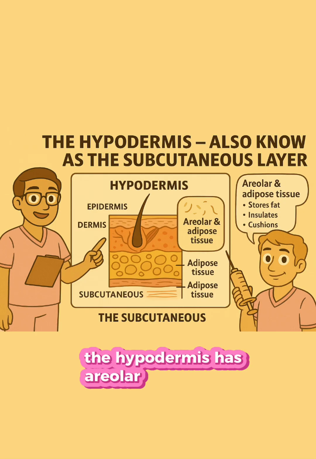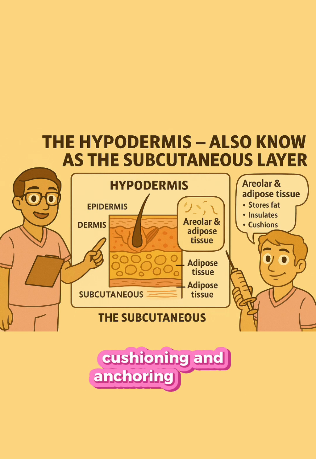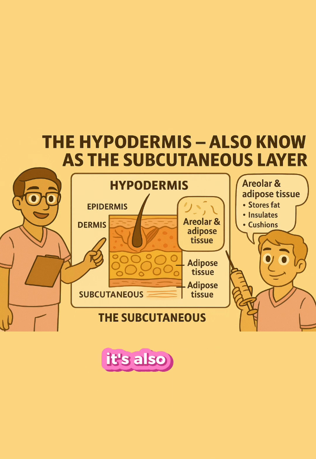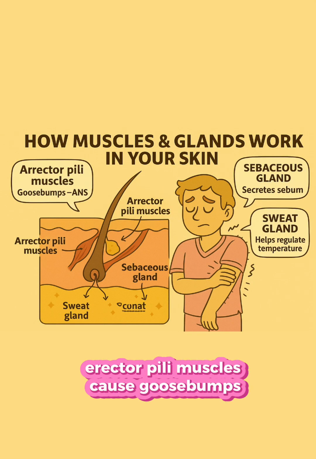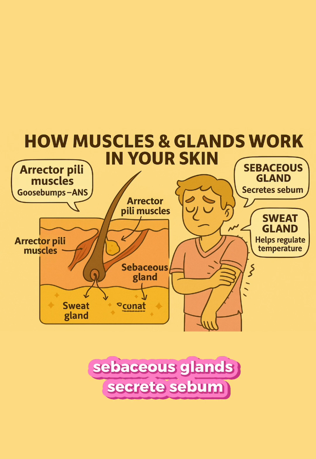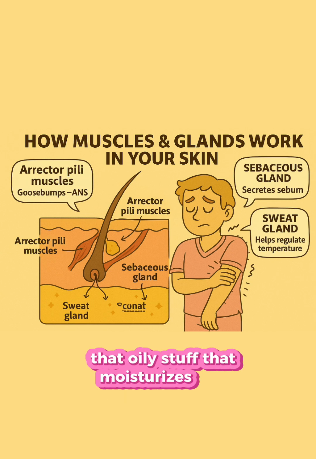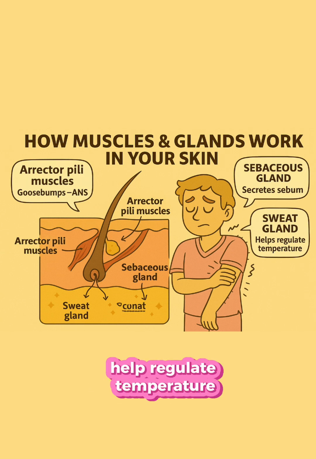The hypodermis has areolar and adipose tissue, storing fat, insulating, cushioning, and anchoring skin to muscle. It's also where subcutaneous injections go. Erector pili muscles cause goosebumps, controlled by the autonomic nervous system. Sebaceous glands secrete sebum, that oily stuff that moisturizes and protects skin. Sweat glands, especially eccrine, help regulate temperature.